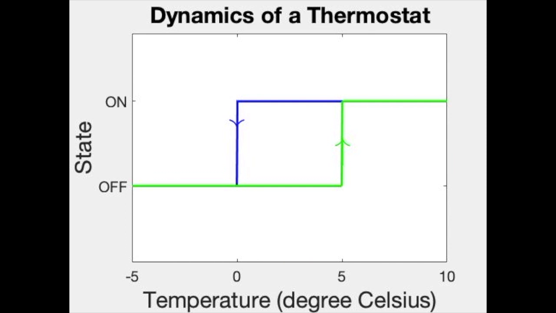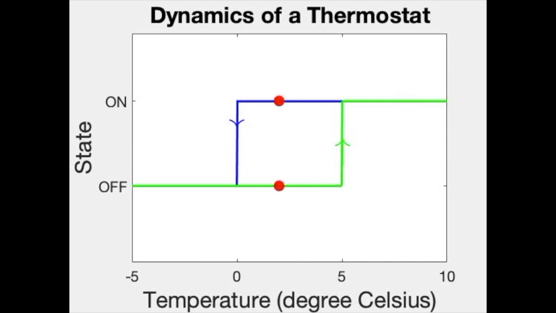Path dependence is one way to identify hysteresis. Another is the memory effect, which is explained as follows. If the temperature is -2, the state of the thermostat is off. If the temperature is 8, the state of the thermostat is on. In each case, there's only one possibility for the state of the thermostat.